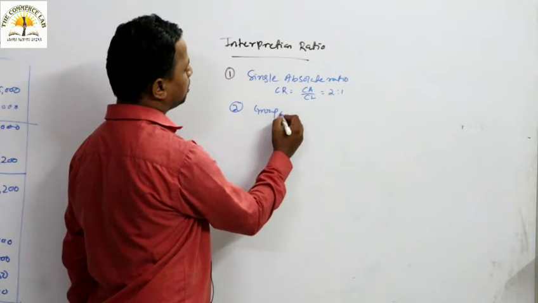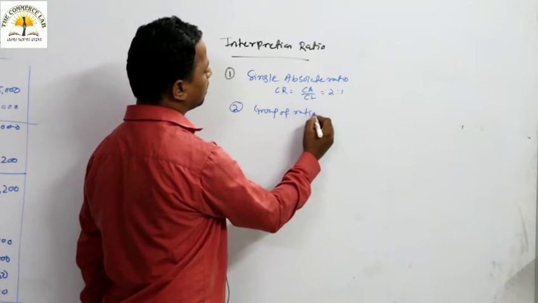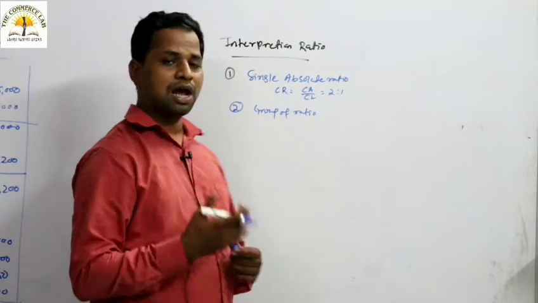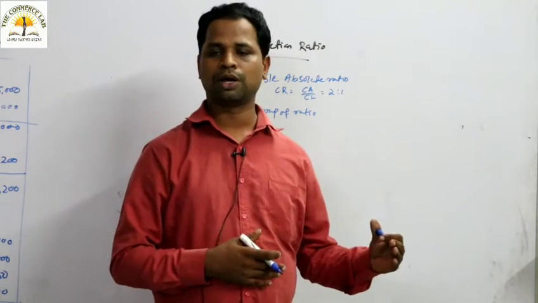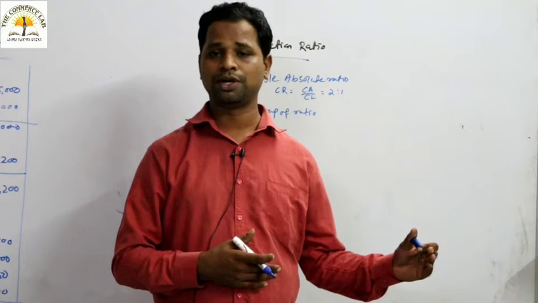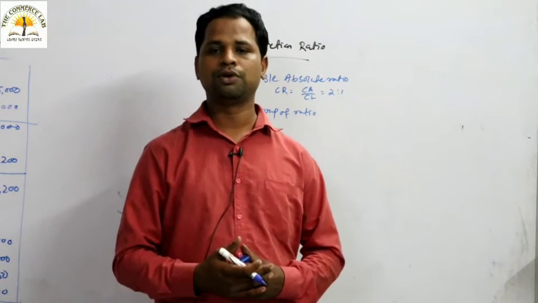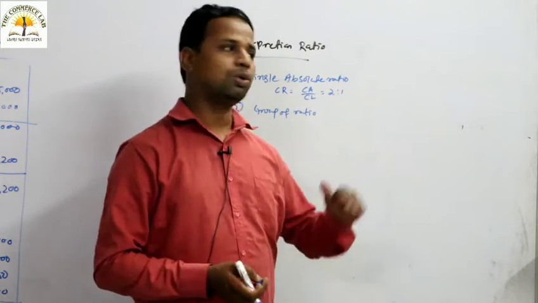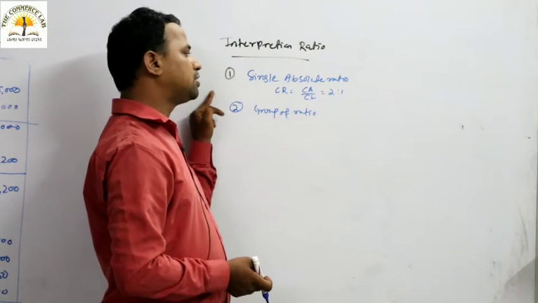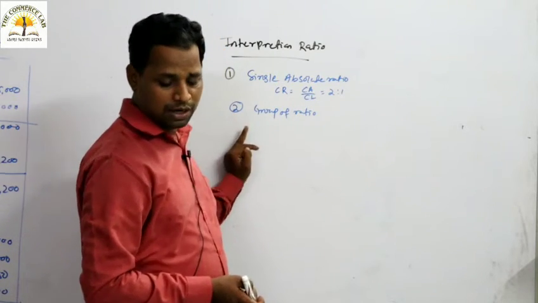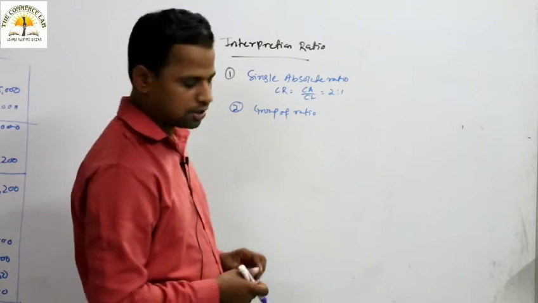After that, group of ratios. You can calculate a group of ratios. What are the group of ratios you can calculate? Current ratio you can calculate, liquidity ratio you can calculate, absolute liquidity ratio you can calculate. So not only one single ratio, you can calculate a number of ratios to interpret the result.